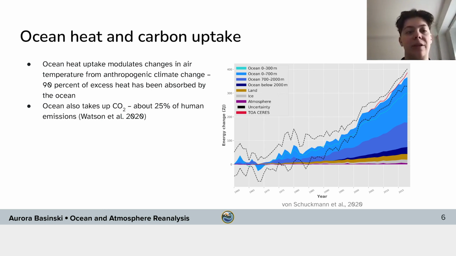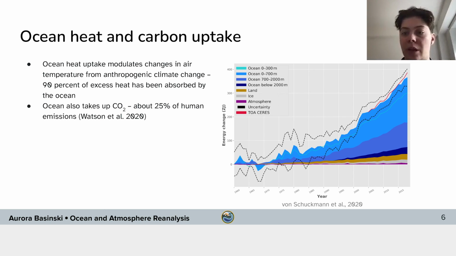Something else we haven't talked about much is that the ocean also takes up carbon dioxide. It's taken up about 25% of human emissions. These two things combined, that the ocean is taking up both heat and carbon dioxide, modulate the amount of surface air temperature change that happens because of CO2 emissions.